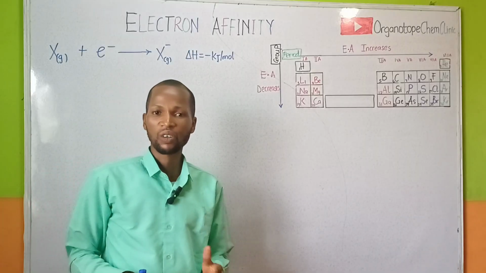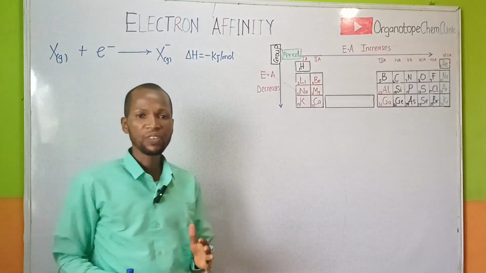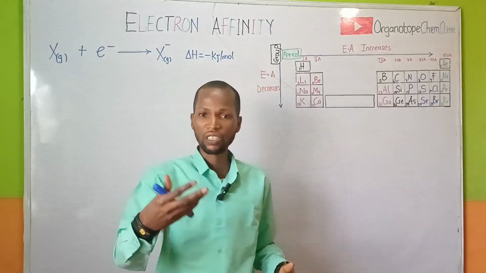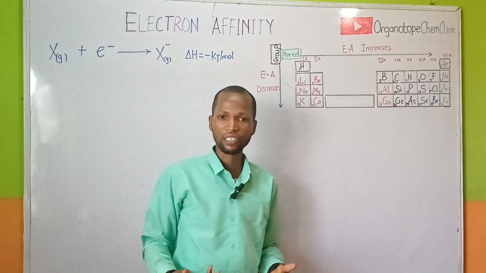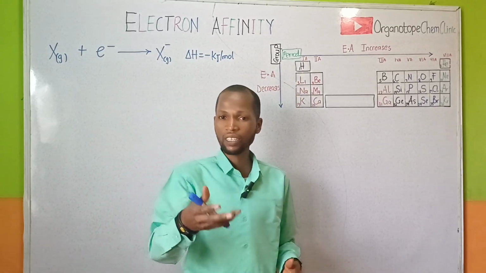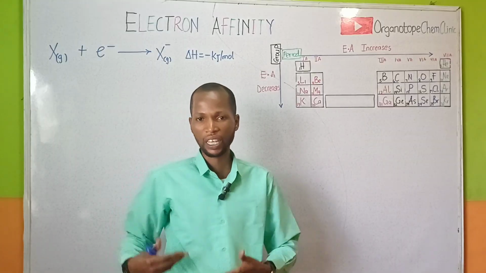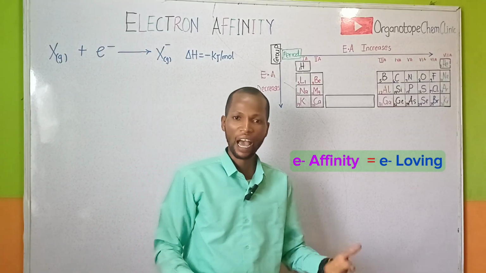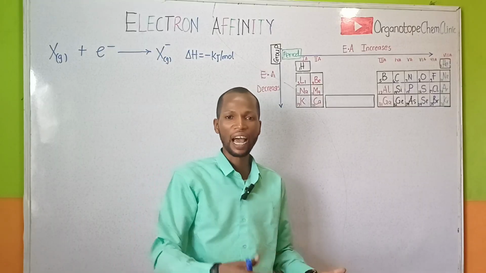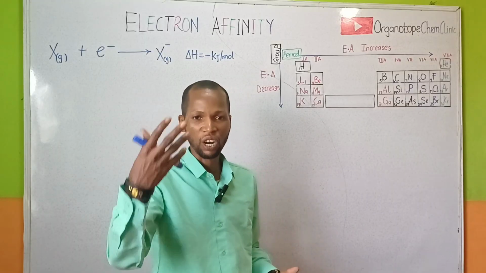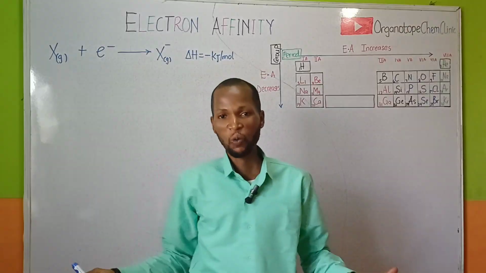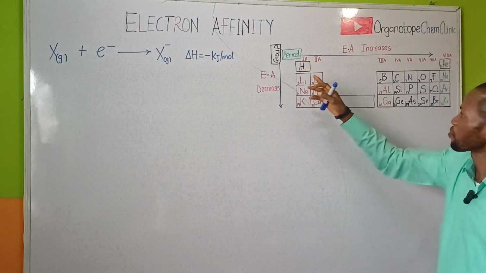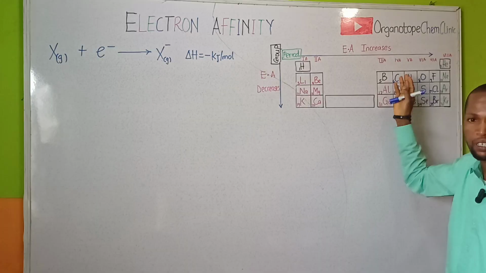I would like you to note these exam tips. Electron affinity. What is affinity? Affinity implies loving. So when an isolated gaseous atom attracts an electron to itself, we can equally say such atom loves electrons. So it is electron loving. Loving means affinity. So electron affinity means electron loving. Make sense?